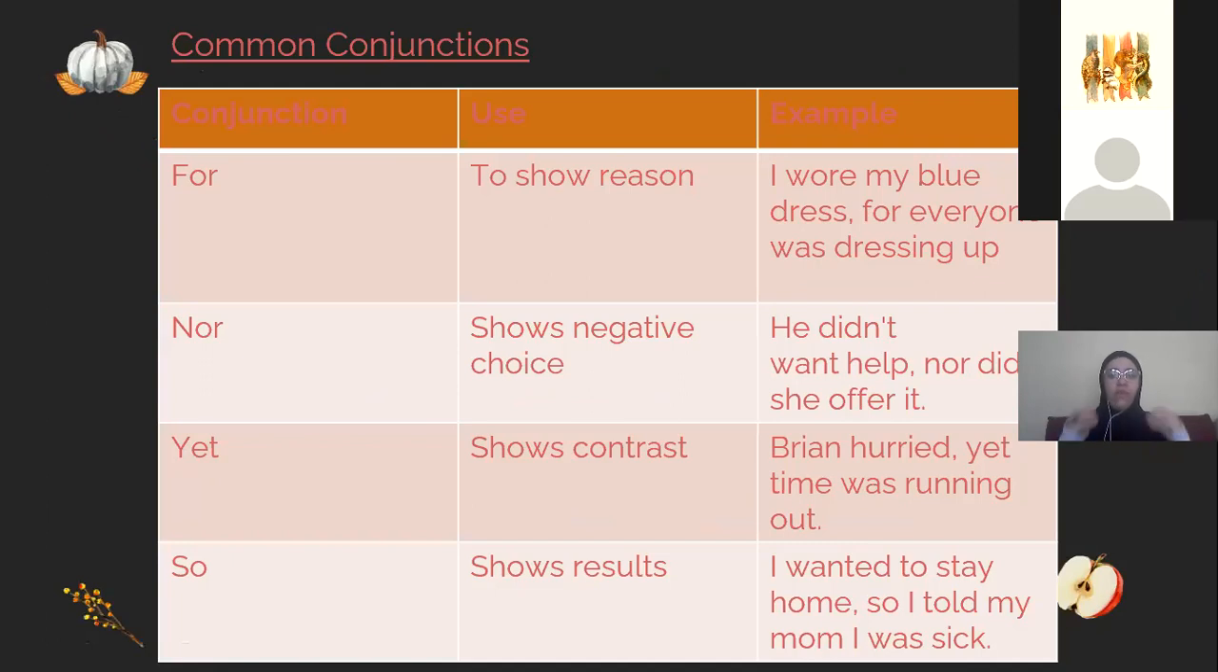Nor. Whenever you have two choices, but they are negative, they didn't happen or they would not happen, we have to use nor. Also, yet we can use for contrast, like but. Yet is like but. And so, when you want to show result.